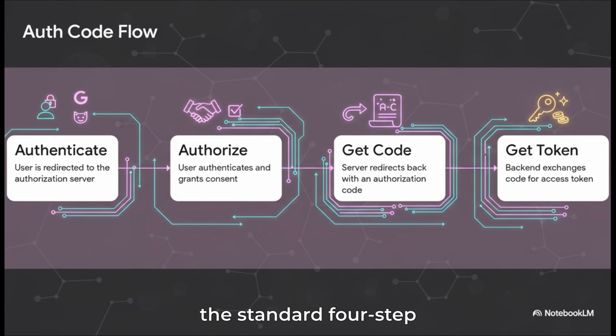So let's map out the standard four-step OAuth 2.0 authorization code flow. First, the user authenticates with an authorization server. Think logging in with Google or GitHub. Second, the app asks for authorization. Third, if the user says yes, the server fires back a temporary single-use authorization code. And finally, in step 4, the app's backend secretly swaps that temporary code for the actual access token. That token is basically the golden ticket the app needs to access data.